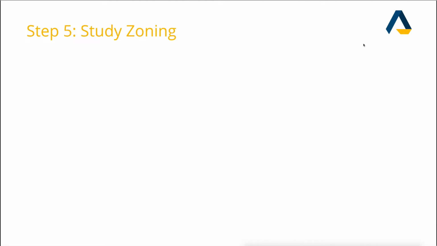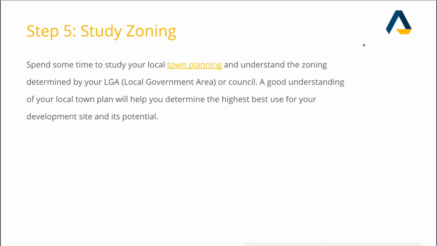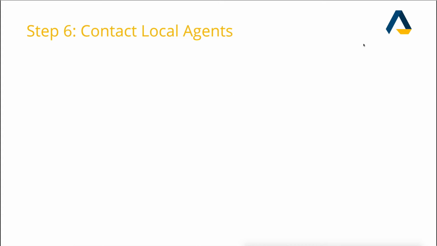Step 5, you have to study and understand zoning and different kinds of overlays, which is related to the town planning. Some sites could have heritage overlays, or vegetation protection where, if there are trees, you might not be allowed to cut them. So you've got to spend some time to study your local town planning and understand the zoning determined by your local government area or your council. A good understanding of your local town plan will help you determine the highest best use for your development site and its potential.